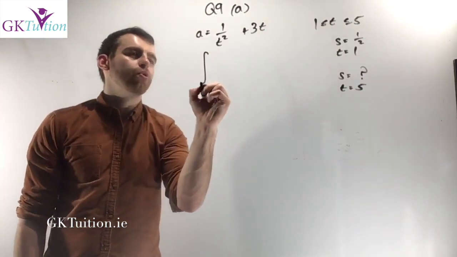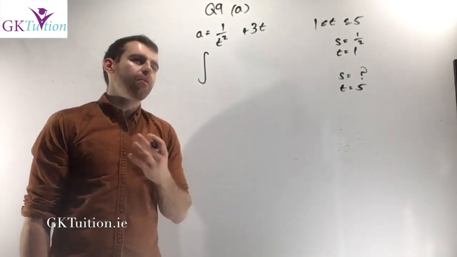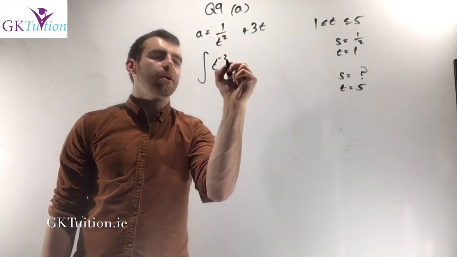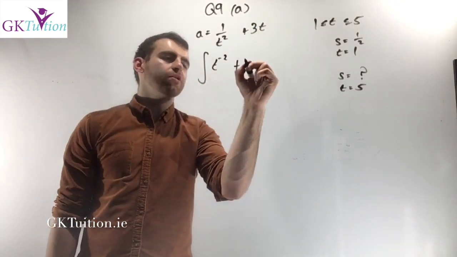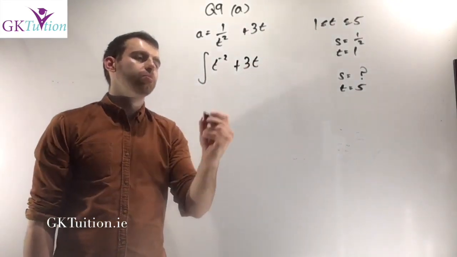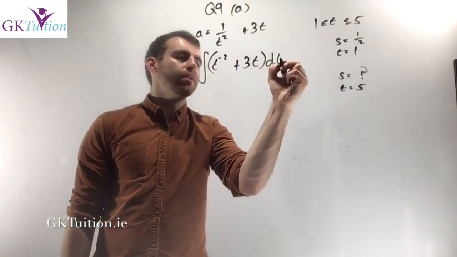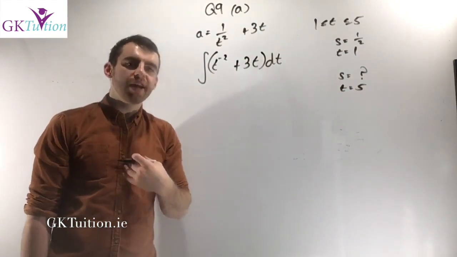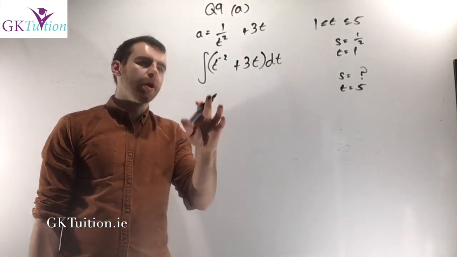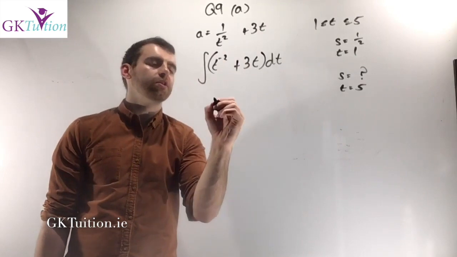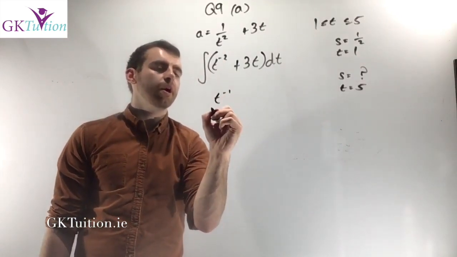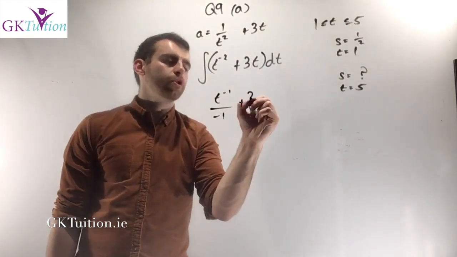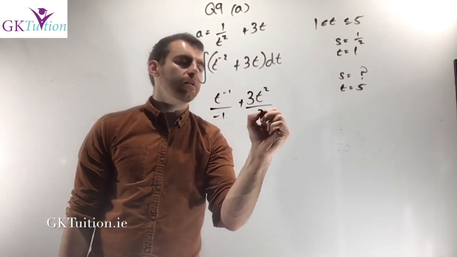So I'm going to integrate 1 over t squared plus 3t. However, it'll be a lot easier if I rewrite the 1 over t squared as t to the power of minus 2. So I'm going to integrate t to the power of minus 2 plus 3t. And when I do that, I'll know what the speed is. So remember, when you're integrating, you raise the power by 1 and divide by the new power. So t to the power of minus 2 is going to become t to the power of minus 1 divided by minus 1. 3t is going to become 3t squared divided by 2.